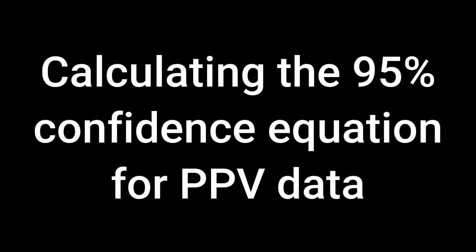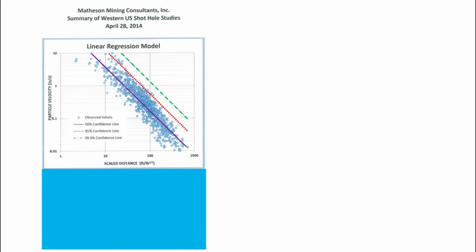So I'm just going to make a really quick video here on how to calculate your 95% confidence equation for your PPV data. This is something I struggled with for a long time. In fact, I reverse engineered some of the work that was done by Brian Farmer in order to figure out how to calculate the standard deviation for this kind of log, power relationship data I had.